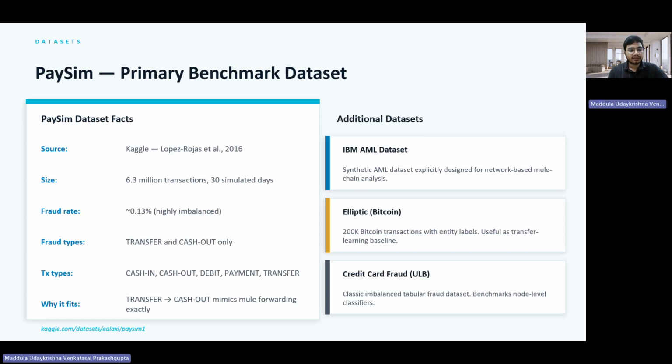So the dataset used is the PaySim dataset. It is taken from Kaggle and it has 6.3 million transactions which are simulated over 30 days. The fraud rate is 0.13%. The fraud types are transfer and cash out. The transaction types involved in the dataset are cash in, cash out, debit, payment, and transfer. The additional datasets that can be included in the project are the IBM AML dataset, the Elliptic Bitcoin transactions dataset, and credit card fraud detection.